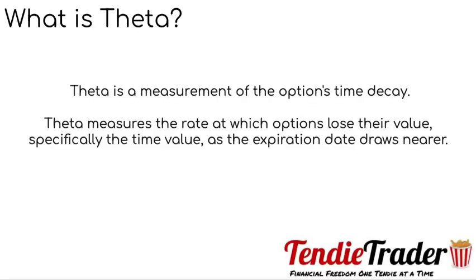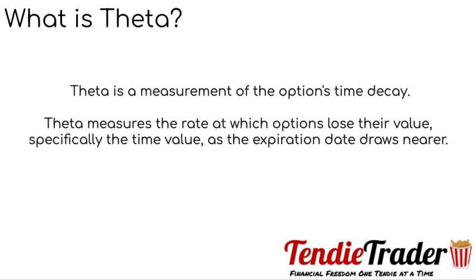All right, so what is theta? Well, theta is one of the Greeks, and it's essentially the measurement of the option's time decay. So we know that options have a time component in their value, and ultimately they lose value as they get closer to that expiration date, right? So theta is a measure of the rate at which options lose their value as that expiration date draws near.